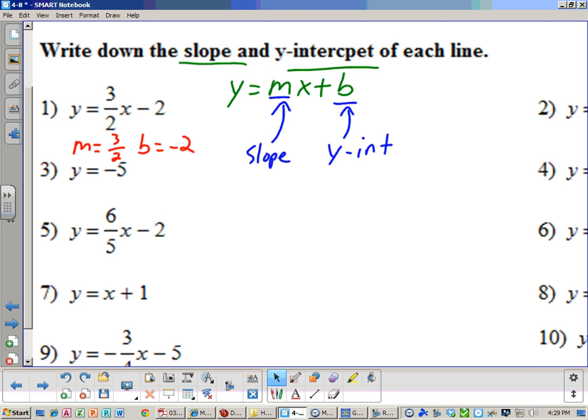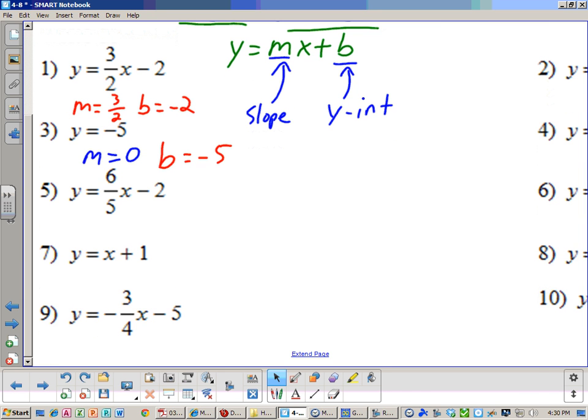Number 3, actually, I put there by accident. This one's a little trippy, but this is actually a slope of 0, because it has no number next to x. And the y-intercept is negative 5. Number 5. Y is equal to, and we're going to say the slope is 6 over 5, and the y-intercept is negative 2. Really easy. All you have to do is look for the number next to x, and whatever's off to the side, that's your y-intercept.